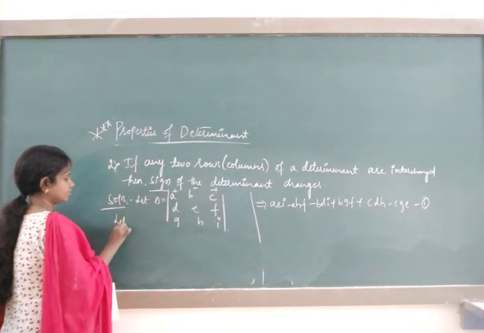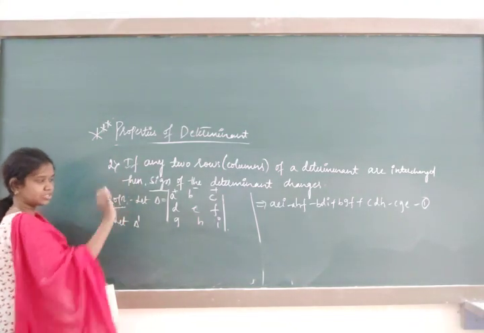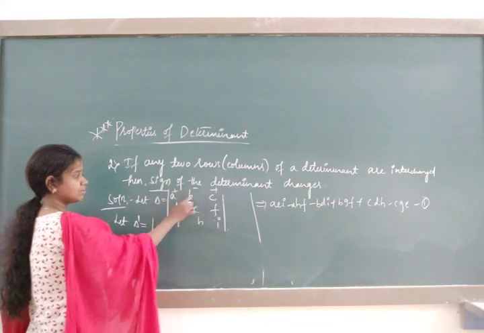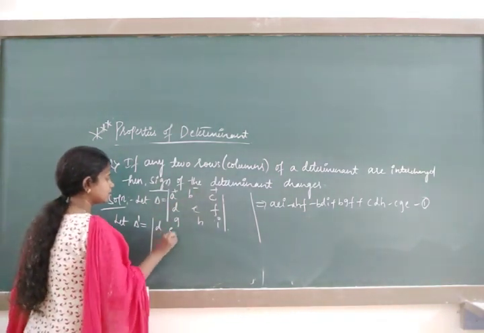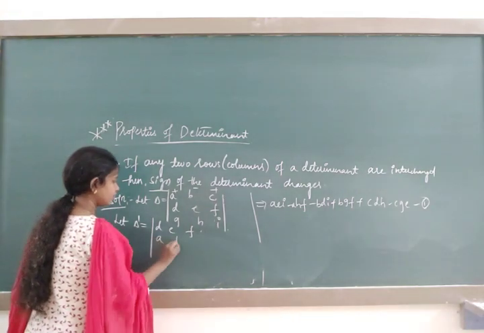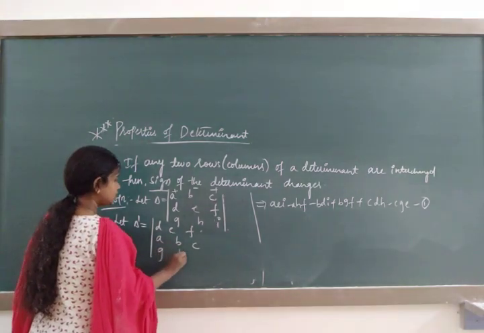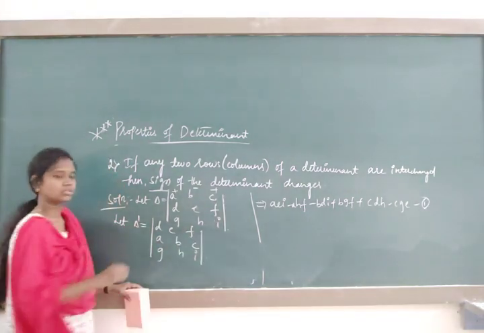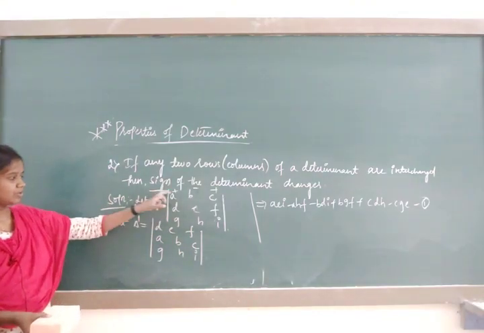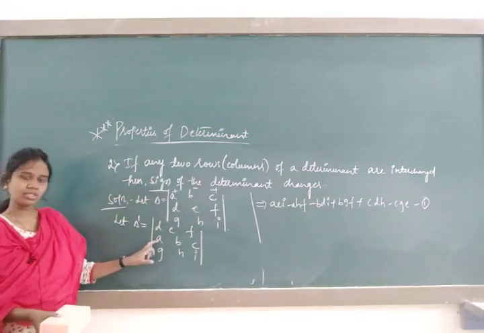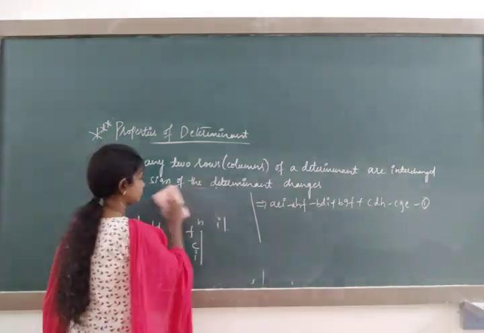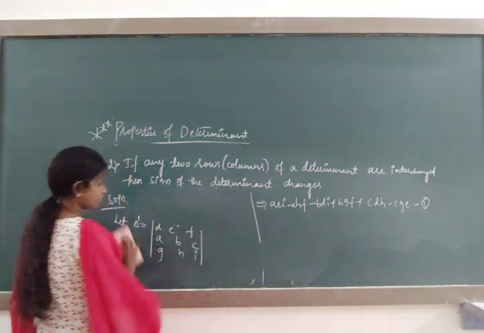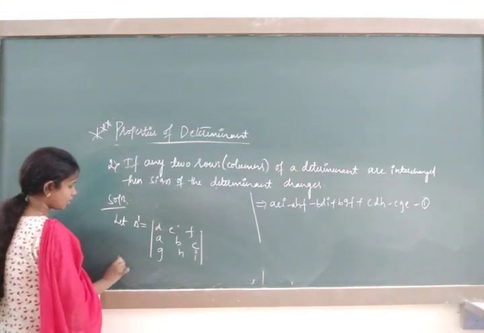Let delta dash from this statement, I will shift. ABC is present in the first row, I will shift to the second, and the second row elements I will shift to the first, but I am not affecting the third row. Okay, the second row elements I have shifted to the first and the first to the second. Now you write expanding along R1.